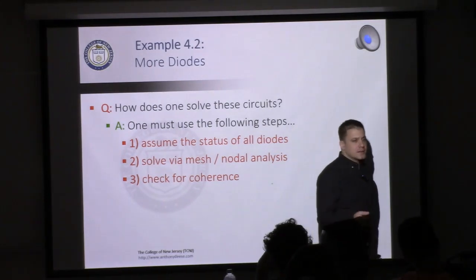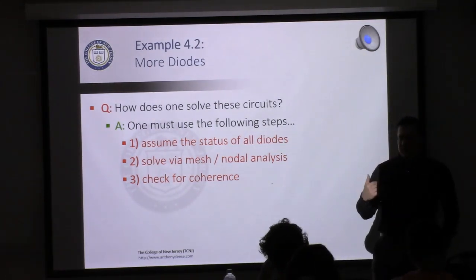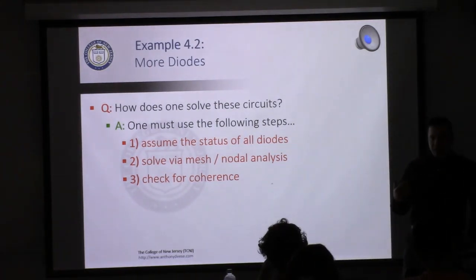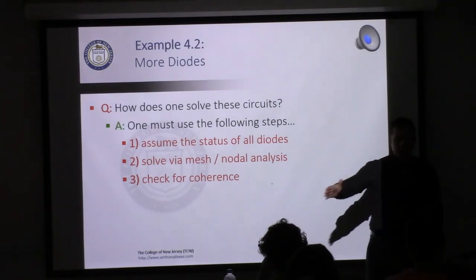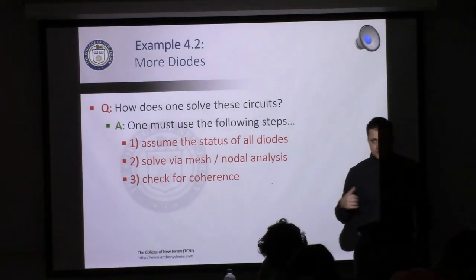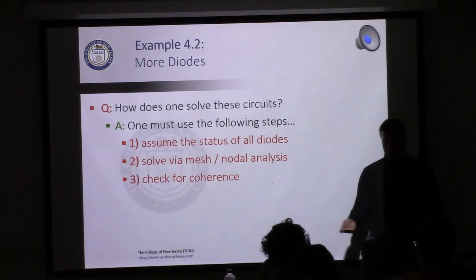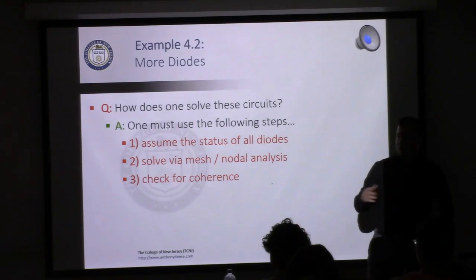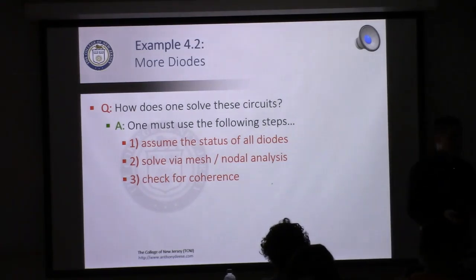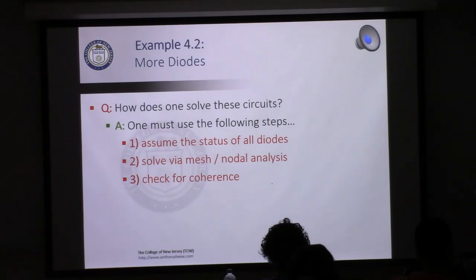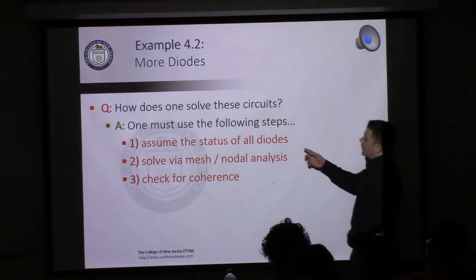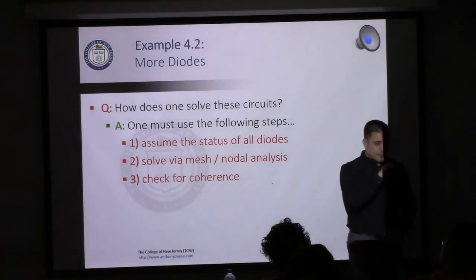And what that means is, in the beginning, whatever diode that we assumed was conducting had better have a forward current flowing through it, not reversed. And any diode that we assumed was blocking better have a reverse voltage, a negative voltage applied across it, not a positive one. If either one of those criteria for coherence is not satisfied, then we have to start all over and change our assumptions.